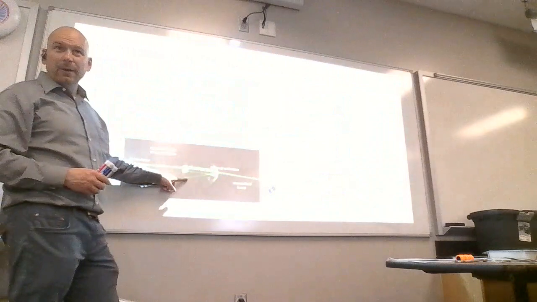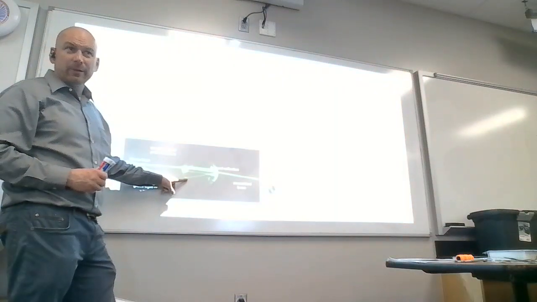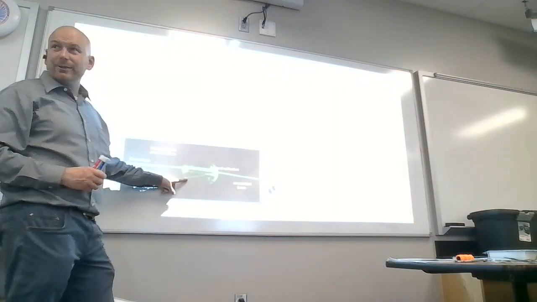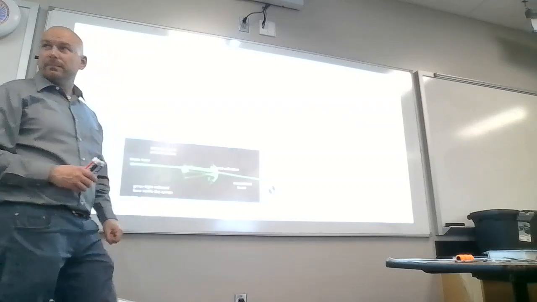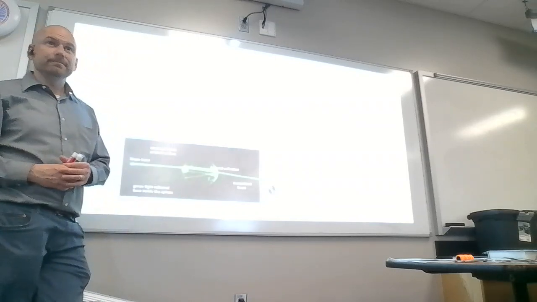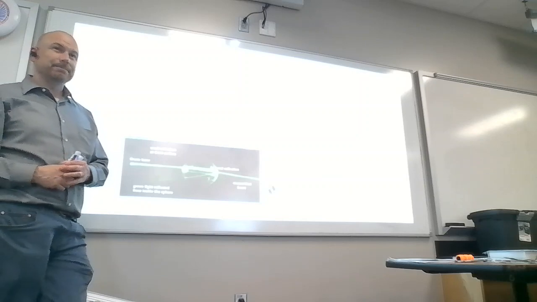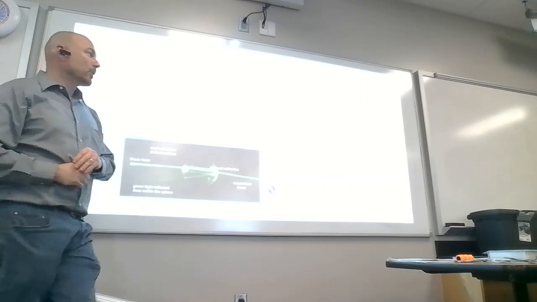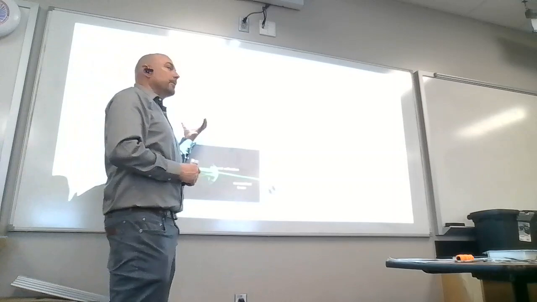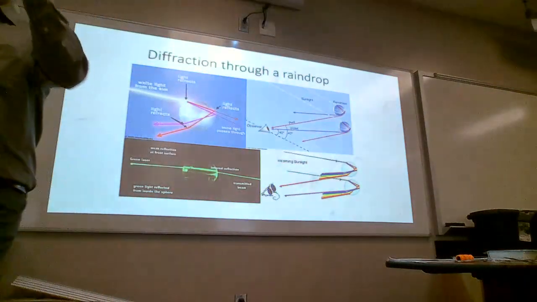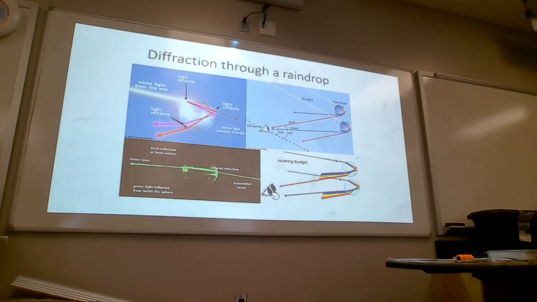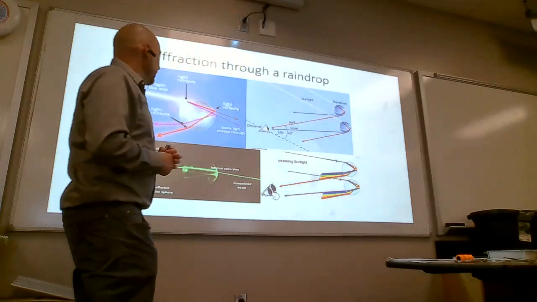Notice that it's not very bright. This is why we don't see a rainbow all the time. There needs to be a lot of sunlight in order for us to perceive this. You okay with that? Okay. So it turns out that every raindrop is spitting out a rainbow. Every one.